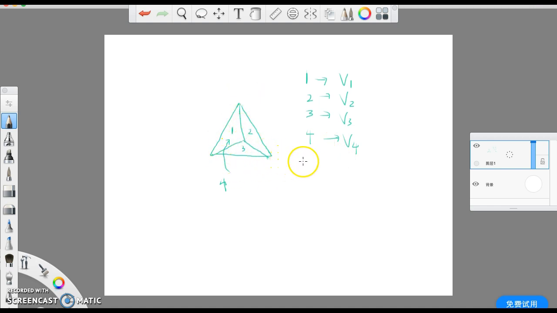Now this tetrahedron has a center, right? So this center O has equal distance to all the surfaces, all the four surfaces, right? And the question is, given the four potentials of the four surfaces of this tetrahedron, then what is the potential of the center O?